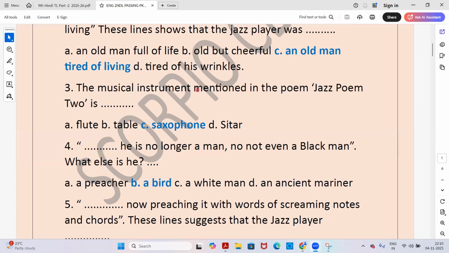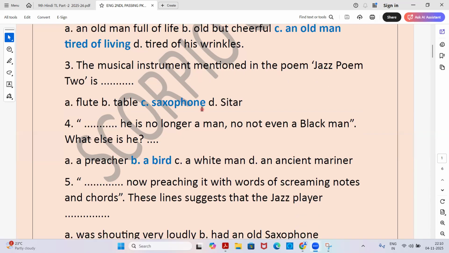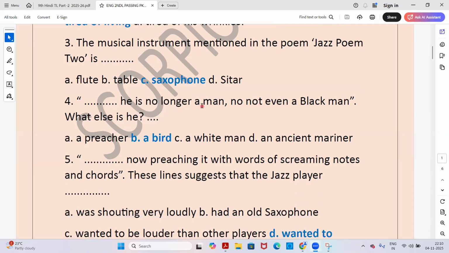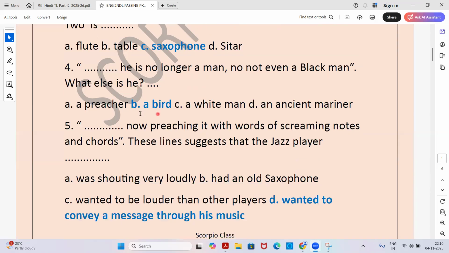Next, question 3. The musical instrument mentioned in the poem Jazz Poem 2 is option C, saxophone. Next, question 4. He is no longer a man, not even a black man. What else is he? The right option and answer is option B, a bird.